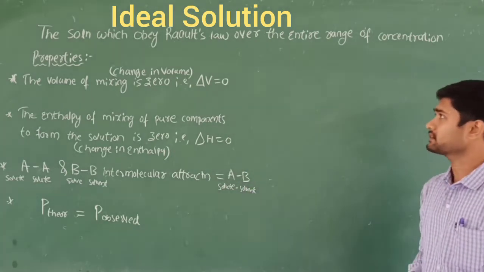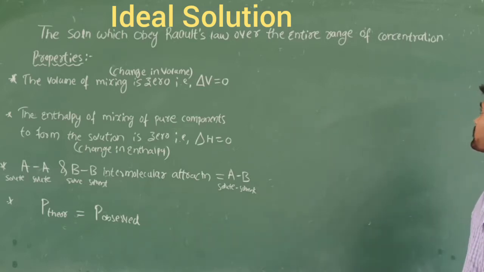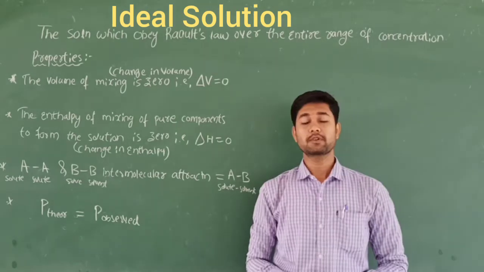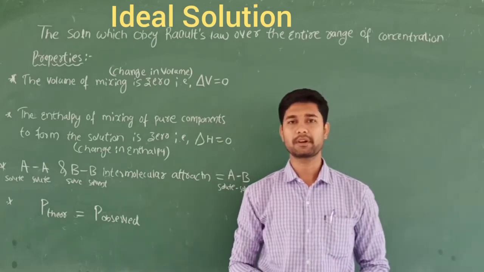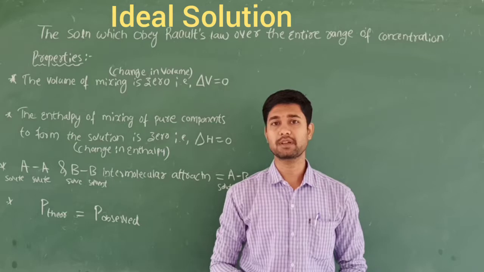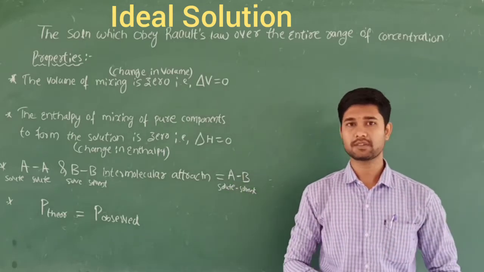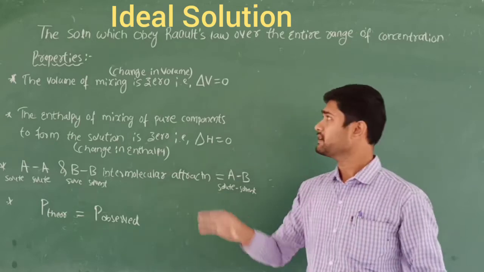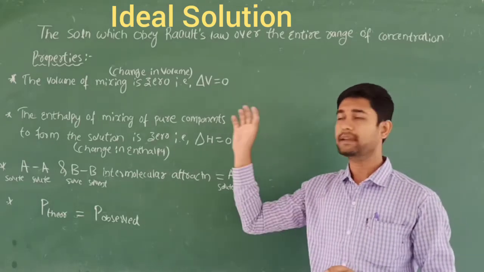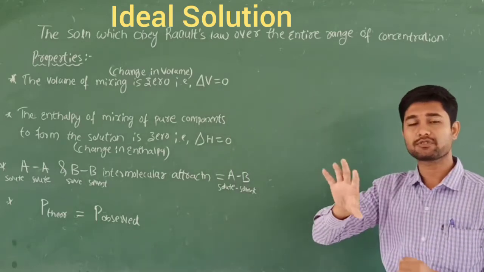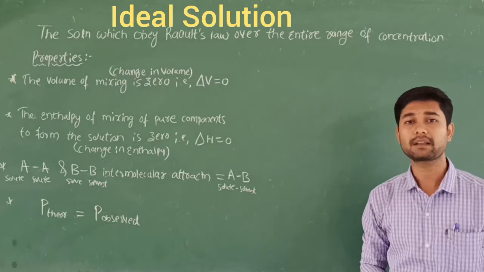So what is it? The solution which obeys Raoult's law over the entire range of concentration. So you know what Raoult's law is? That is nothing but the partial vapor pressure of a component, which must be directly proportional to the mole fraction of that component present in the solution. So that is called Raoult's law, right? The solutions which obey Raoult's law, we call ideal solutions. Those which do not obey Raoult's law, we call non-ideal solutions.